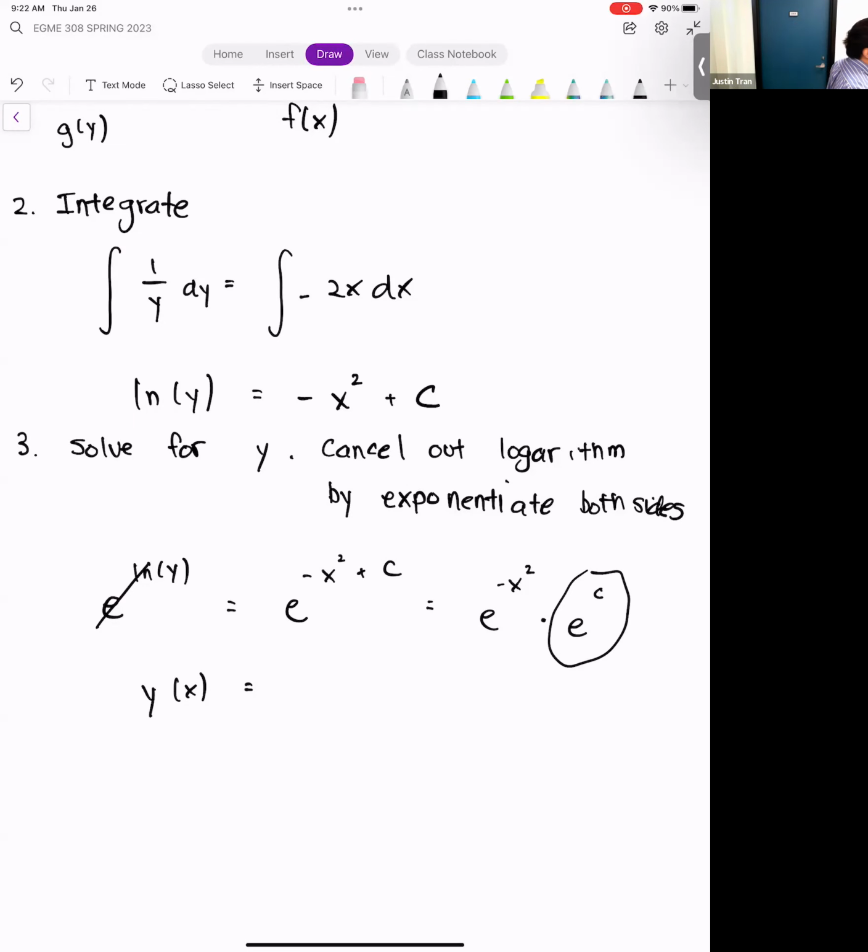And so we have y of x is equal to A times e to the minus x squared. You don't have to do this. This is just something that I like to do just to simplify it a little bit. But whenever you have a constant multiplied by a constant or a constant exponentiated by a constant, and one of those constants is still arbitrary, you can just replace it with a new constant, just to make it less cluttered. If you prefer to keep it in as e to the c, that's fine too. I just do it this way. All right. So what we have here is our general solution.